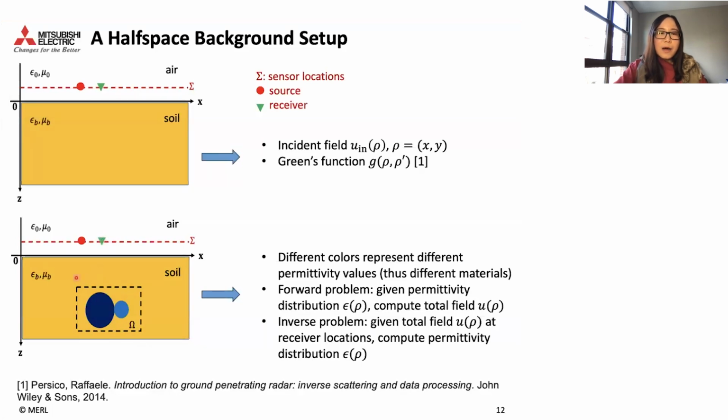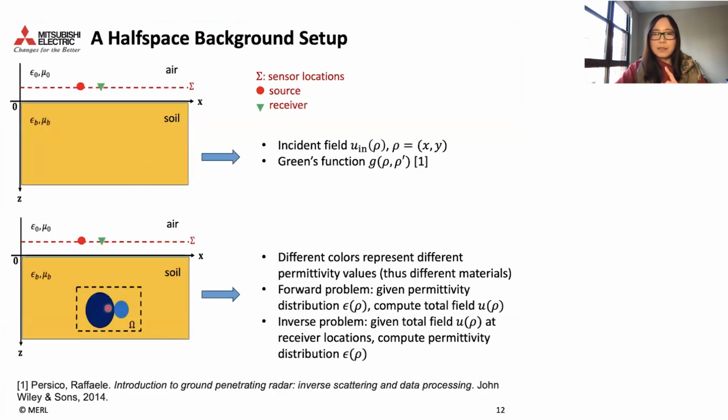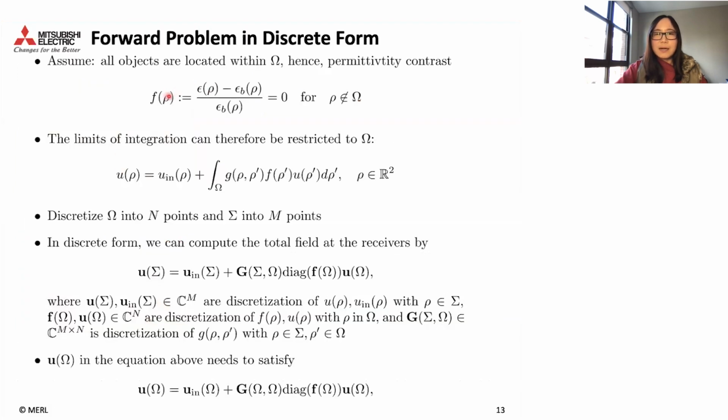And notice that because now we are considering the background as this infinitely large layered structure, the non-zero part in our permittivity contrast, which is defined in this way, will be zero outside our computational domain. So suppose this is the only object in the soil, right? And we restrict our computational domain to be just slightly larger than where my objects are. And then everything outside my computational domain will be zero in the permittivity contrast.